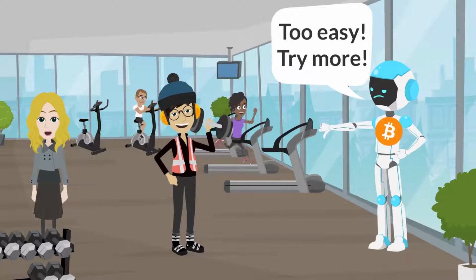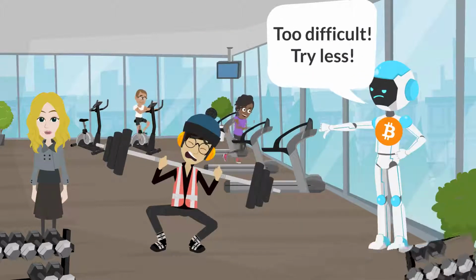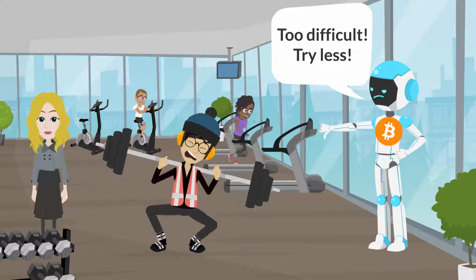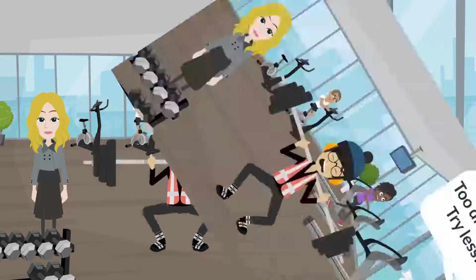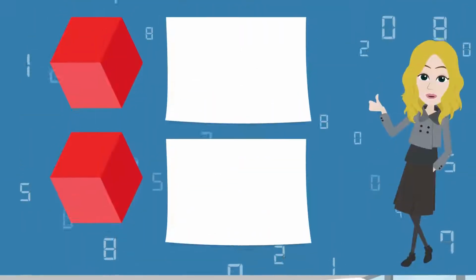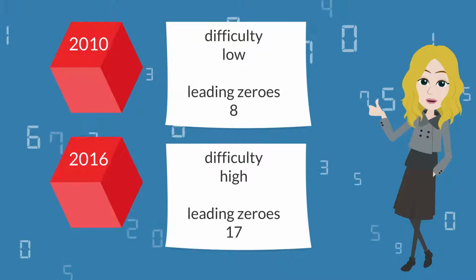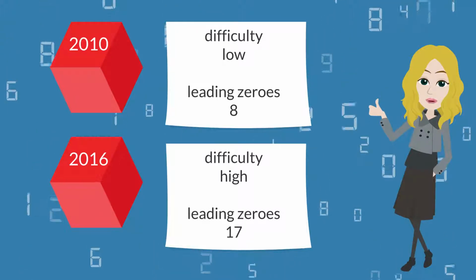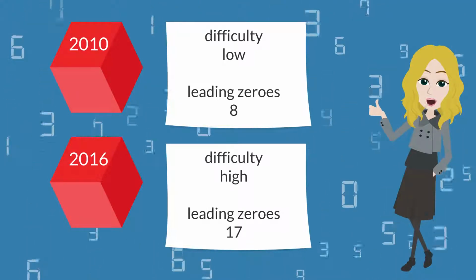This is where difficulty comes in. To make sure that it doesn't get too easy or too difficult to mine a block, the Bitcoin network adjusts the difficulty. It does so by determining how many zeros the output hash of the block header has to start with. The more zeros required, the longer it will take to find a valid hash.